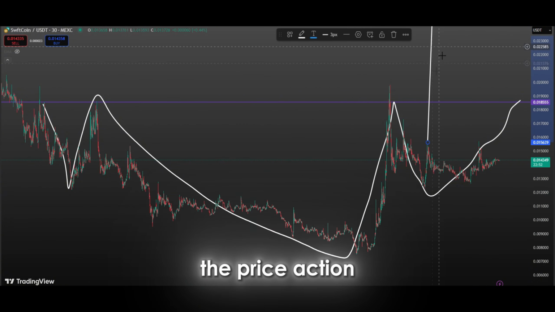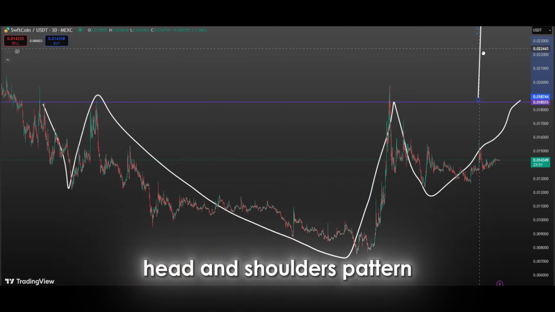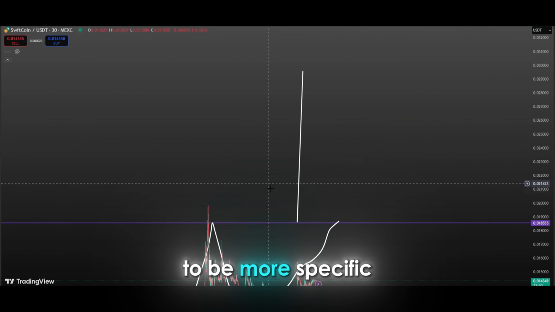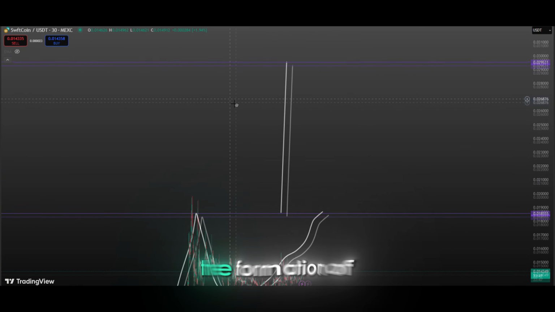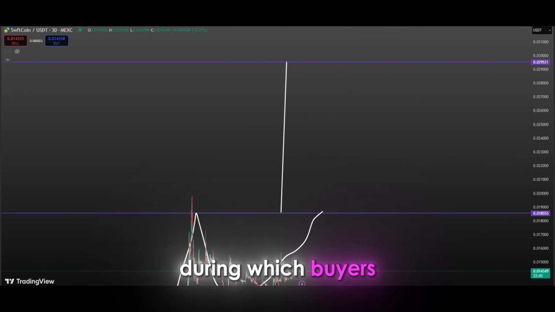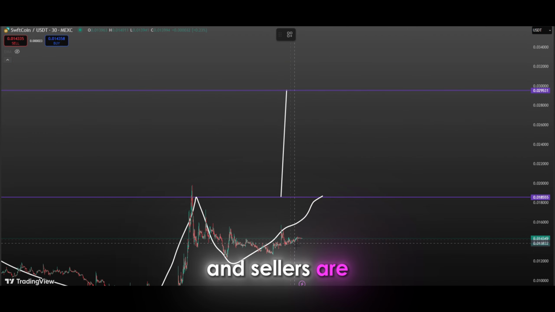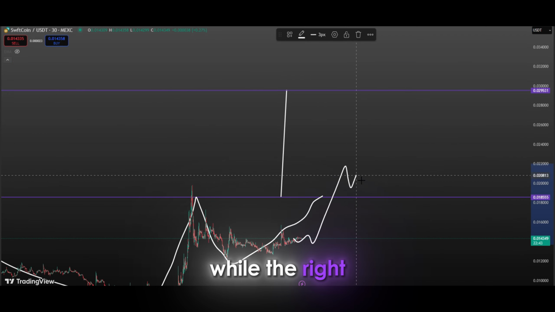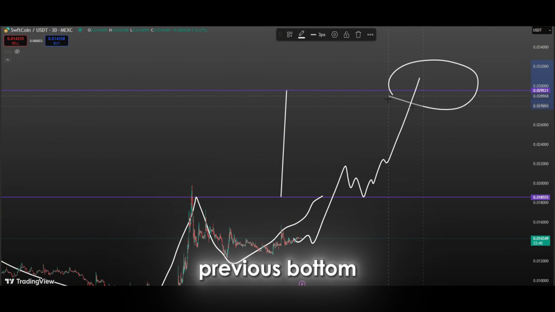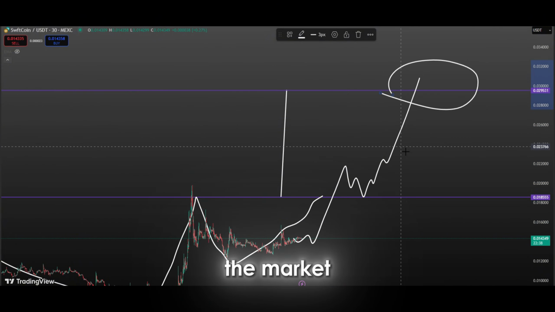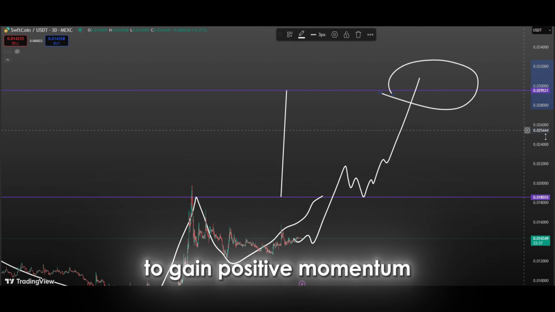At the moment, the price action is in a critical phase of this inverse head and shoulders pattern. To be more specific, the price is currently in the process of forming the right shoulder. The formation of the right shoulder represents a period during which buyers are gradually entering the market and sellers are losing strength. While the right shoulder forms, the price usually creates a higher low compared to the previous bottom, which shows that the market is slowly starting to gain positive momentum.